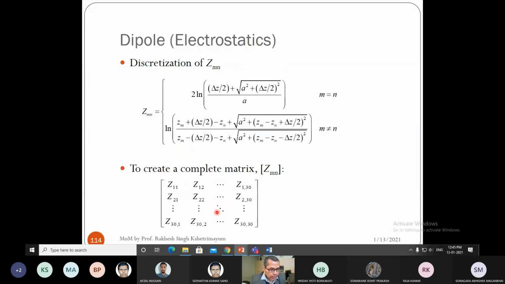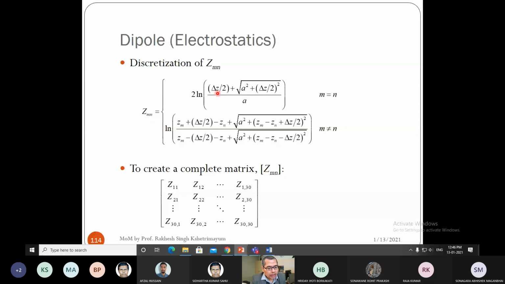And for the electrostatic case, the Z matrix will have the diagonal term and the off diagonal terms. You can find the diagonal term from this for M equal to N, and the off diagonal term from this for M not equal to N. Then you can create this matrix. So ZMN is given for you, just need to find it out.